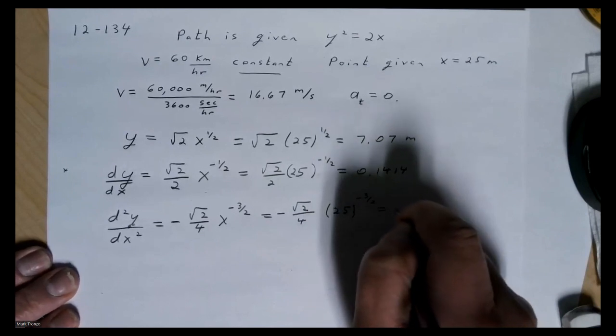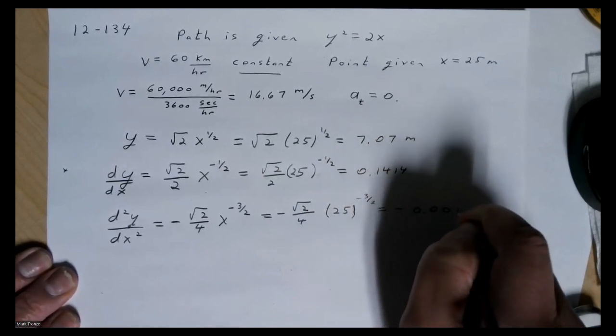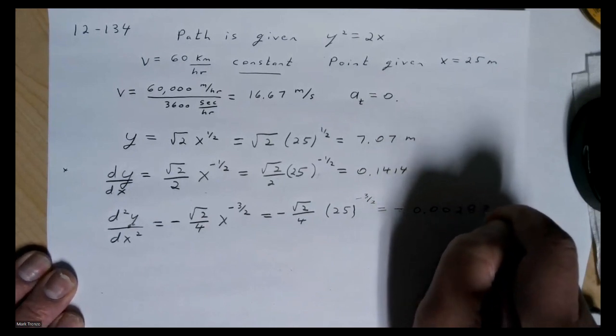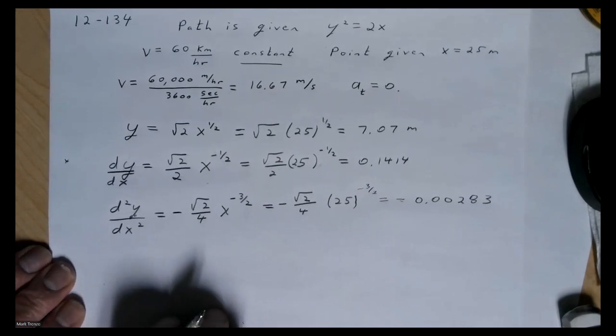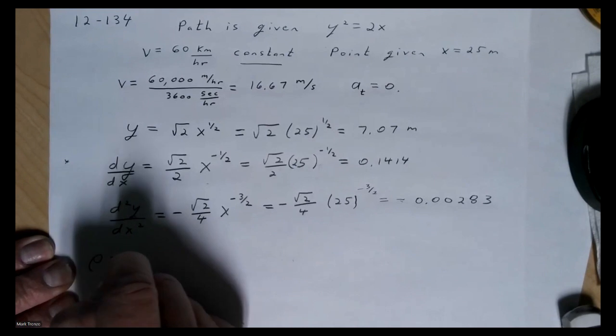This is going to be negative 0.00283. So now we have everything we'll need. We'll put everything into our radius of curvature equation.